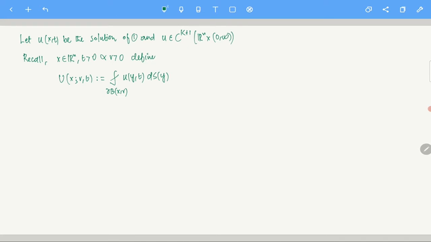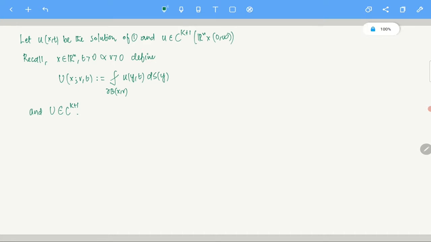Yes, we have looked at this last week. And of course, you do realize that capital U is definitely in C^(k+1). It's in fact in C^(k+2), but with respect to r and t, you can see that it is C^(k+1). So that is always there.